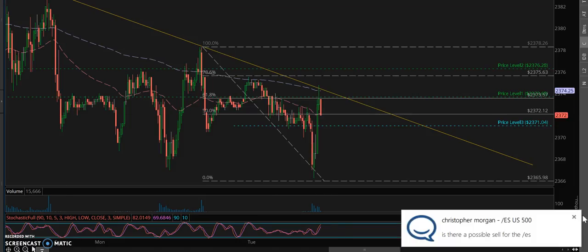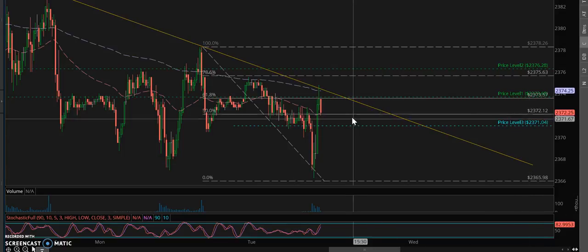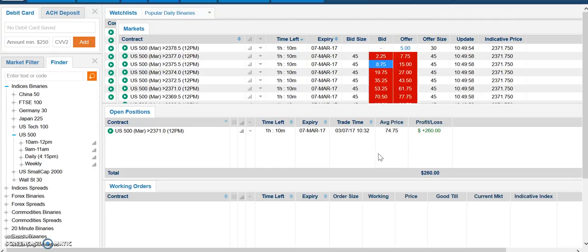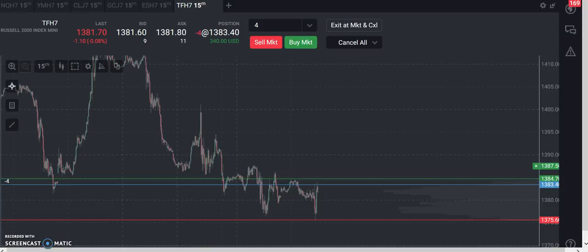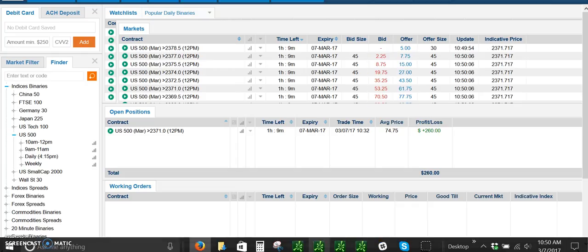Hey guys, so we're trading into that structure. We're trading back into the 50% retracement on the ES here. You can see that now I'm currently sitting at 215, 270, sitting pretty well on that. The TF trade sitting at plus 340.